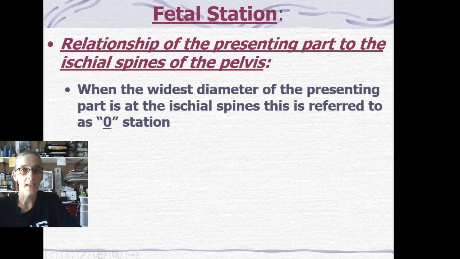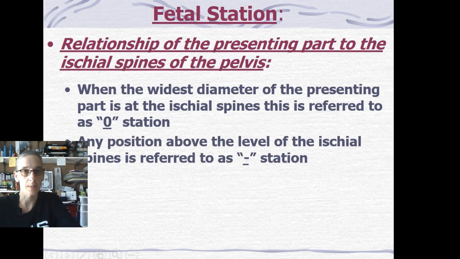When the widest diameter of the presenting part is at the ischial spines, it's referred to as station 0. So you will have a fetal station of +1, +2, 0, -2, -1. Okay, I'm going to show you some pictures here to explain this a little bit better.